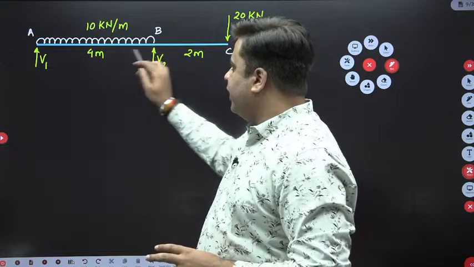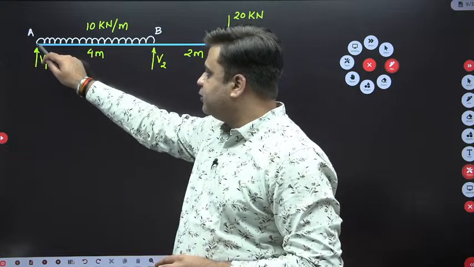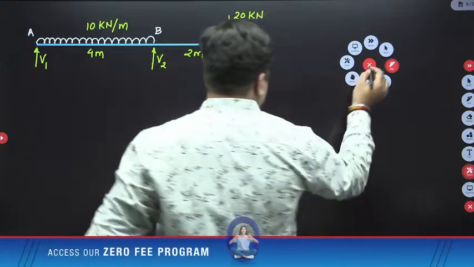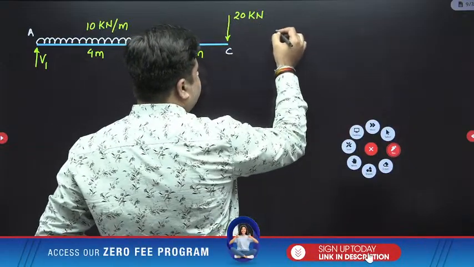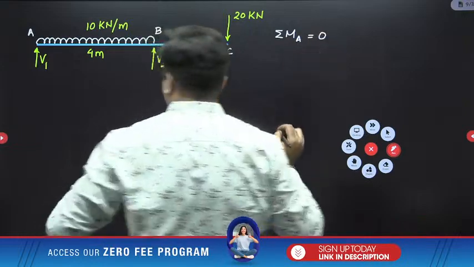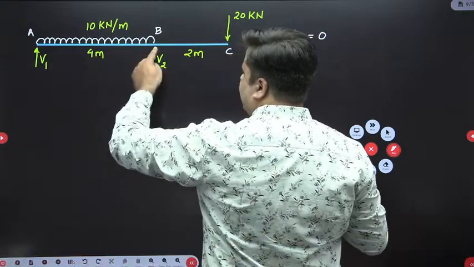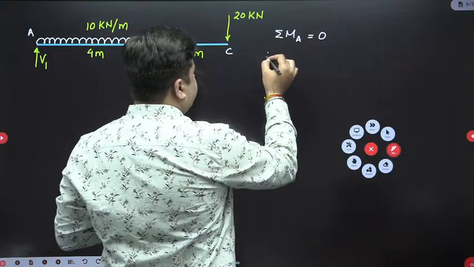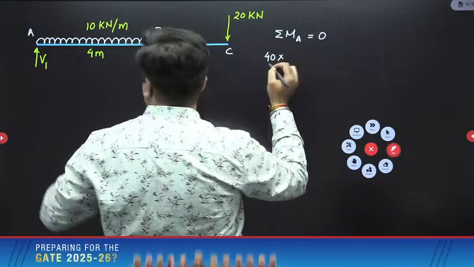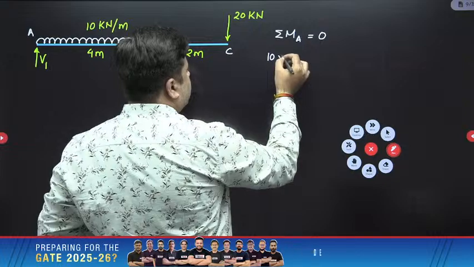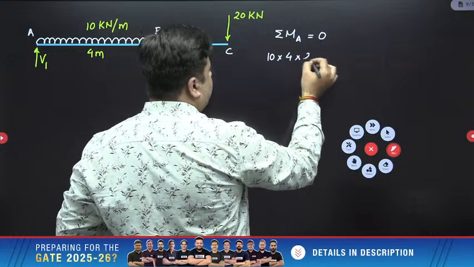Stand at any point. I will stand at this point A and I will write down summation of moment about point A equal to 0. So I will have first clockwise moment due to this UDL. Value will be 10 into 4 into 2. This is the clockwise moment.